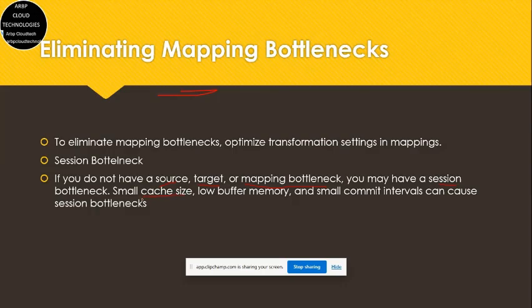A small cache size, lower buffer memory, and a small commit interval can cause a session bottleneck. Suppose the commit interval, ideally we provide 10,000, but somehow you have given 5 or 10 records. After 5 or 10 records the commit happens, so it will take time. You load a very minimal number of records per commit, so it takes time. That's the small cache size issue.